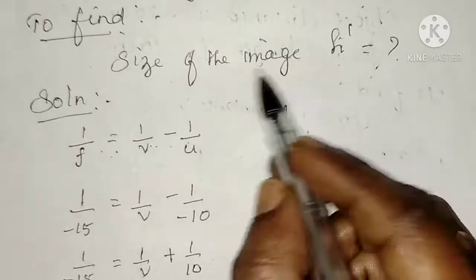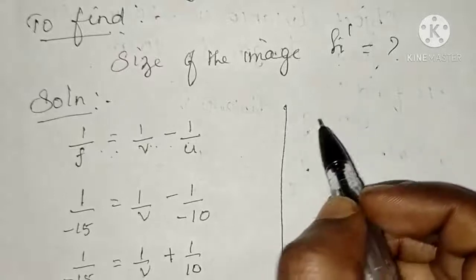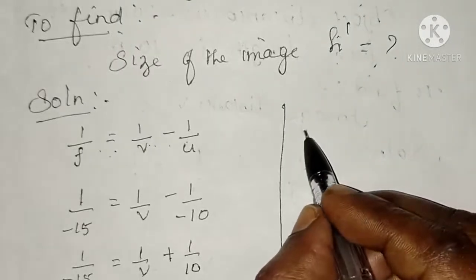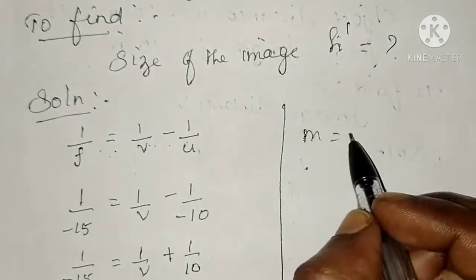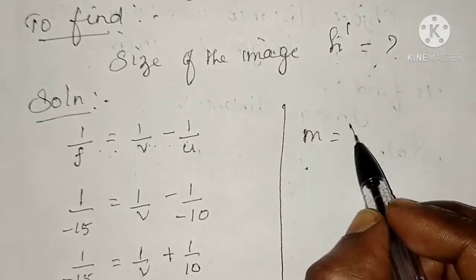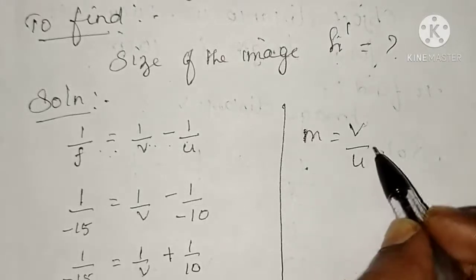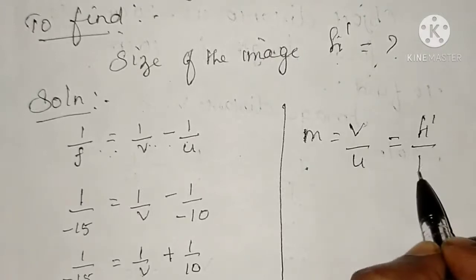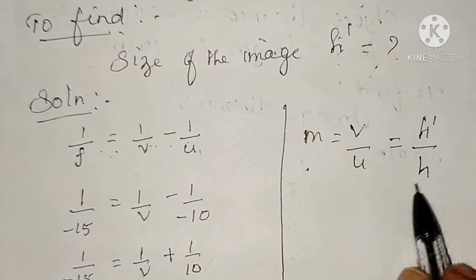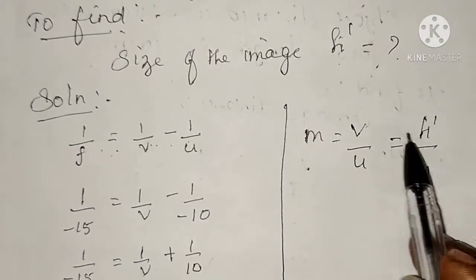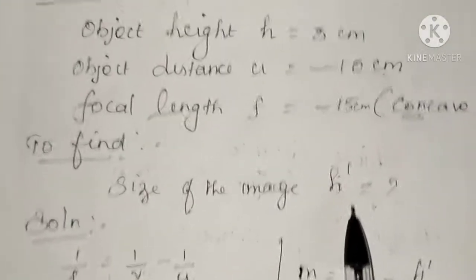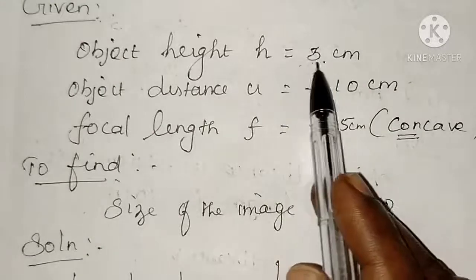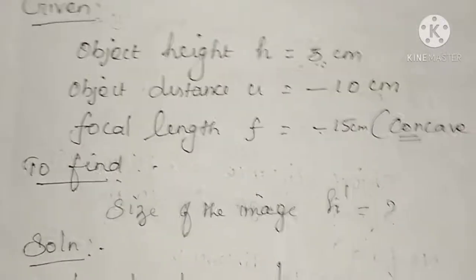We have to find the size of the image. For that we have to take this formula. Magnification m is equal to, what's the formula? v by u, image distance by object distance. One more formula is there, height of the image by height of the object. We are going to use this second one, because here what value have they given? The height of the object they gave, 3 centimeter, the h value. So you have to use this formula.